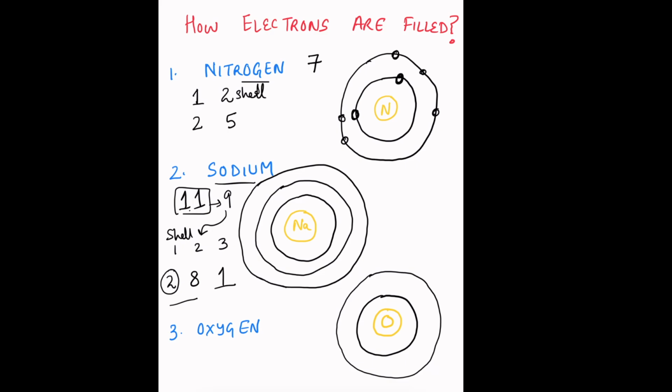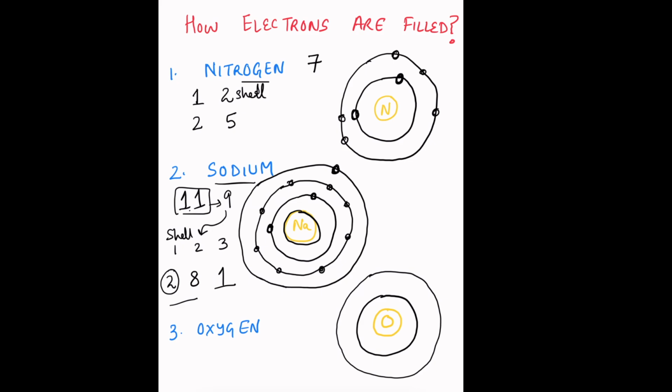So let's just fill this in. This is the central nucleus of this atom. These are 2 electrons in the first shell. These are 8 electrons, 1, 2, 3, 4, 5, 6, 7 and 8, in shell 2, and then 1 electron in the outermost shell.